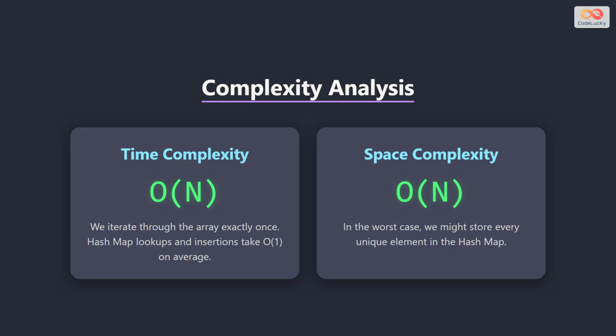This approach is highly efficient. The time complexity is O(n) because we only pass through the array once. The space complexity is also O(n), as we might need to store every unique element in our map in the worst case.